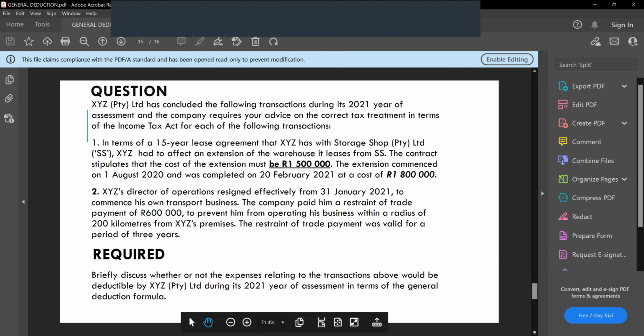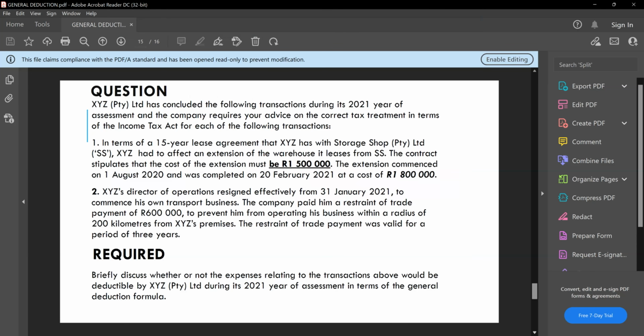So let's take a look at a quick question. I'm going to start with the required. Briefly discuss whether or not the expenses relating to the transactions above would be deductible by XYZ Pty Ltd during its 2021 year of assessment in terms of the general deduction formula. XYZ Pty Ltd has concluded the following transactions during its 2021 year of assessment, and the company requires your advice on the correct tax treatment in terms of the Income Tax Act for each of the following transactions. So there's 2 transactions there.